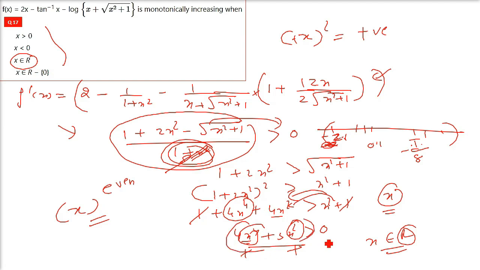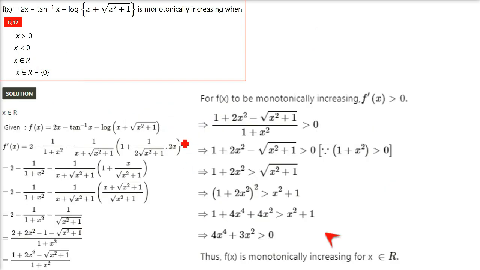So you have proved that the term on the left, when you took f dash x, is greater than... Differentiation will be done by you. Okay, so this will take some effort, but I hope you'll be able to do it. So this is the whole option. This is the whole thing which you are going to do. Alright, so x belongs to R is the answer.